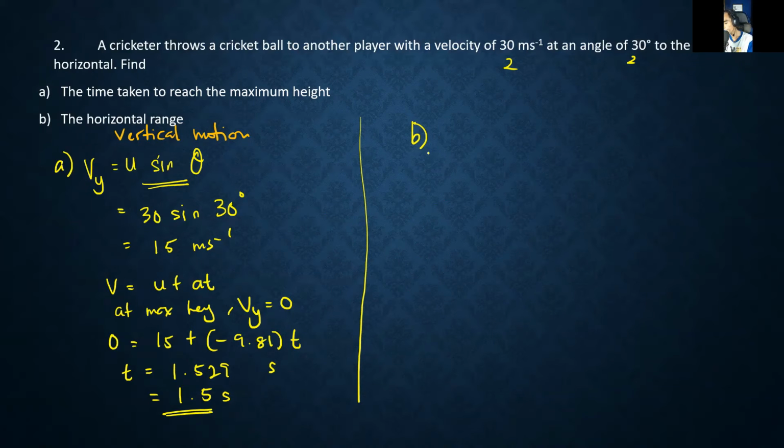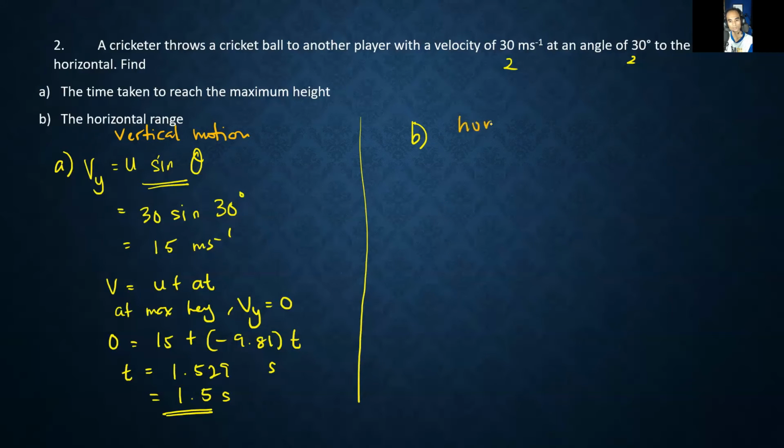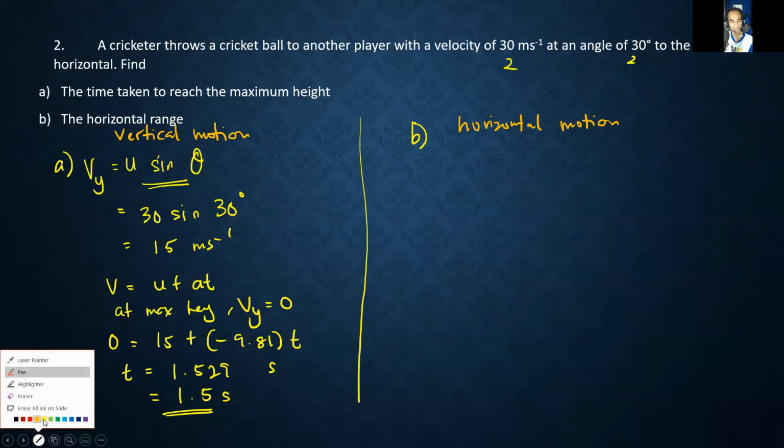Horizontal range. Range should use S, right? Range is the distance, right, sir? So S equals the same formula, S equals ut plus... So you have to determine whether you want to use vertical or horizontal. First step, horizontal motion.